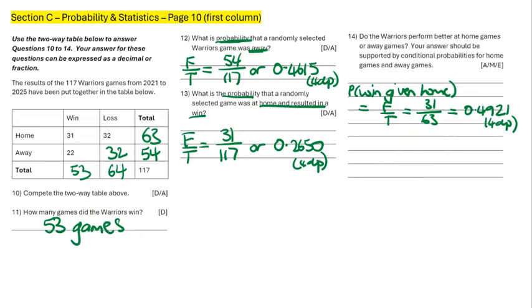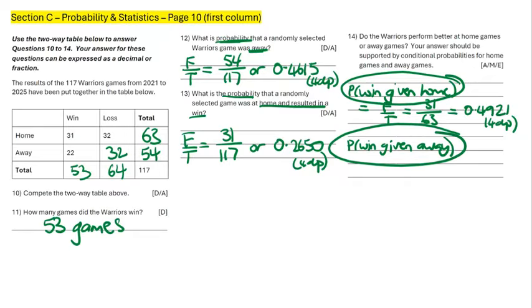Okay, so I've done that for home games. I now need to repeat that for the away games. So what was the probability of winning given they were away? And I just want to note, this stuff here is called notation. That's the way I'm doing it. As long as you're communicating what you're doing clearly, you can do other things, write it in a sentence, write it shorter, whatever it might be.